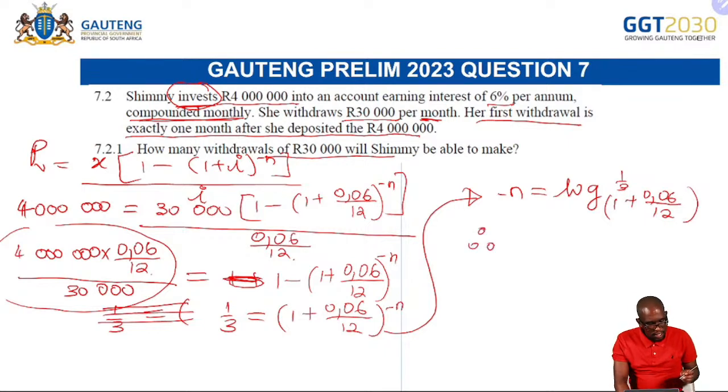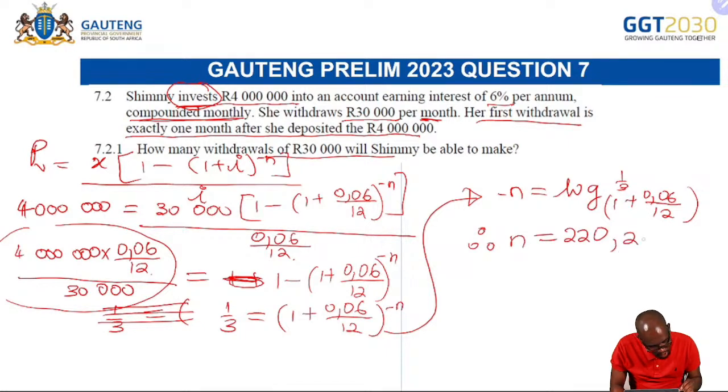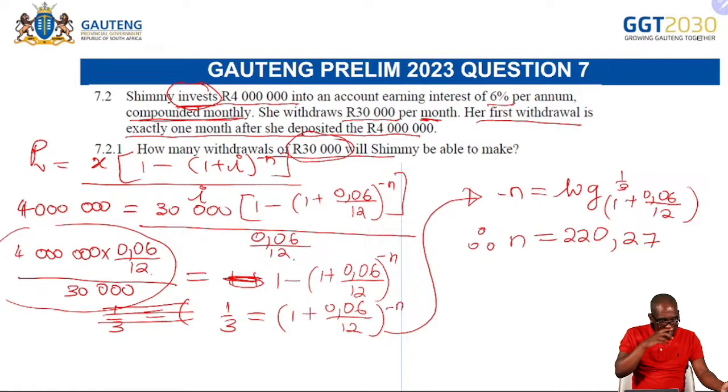Therefore, if you use your calculator to put all of that in, you're going to get that n is equal to 220.27. So you have 220. If you check, they asked how many withdrawals of 30,000. Remember, Shimi would withdraw 221 times. But out of the 221 times, only 220 amounts are equal to 30,000. The other amount will be a fraction of 30,000.